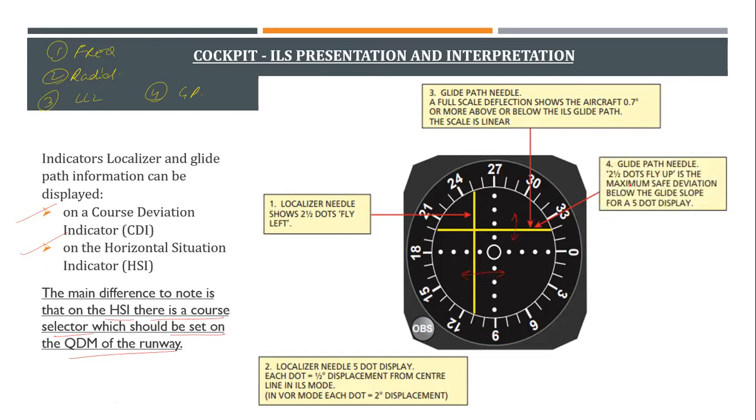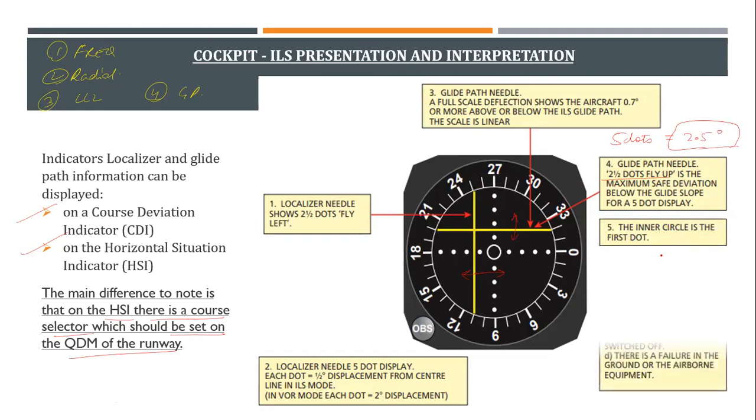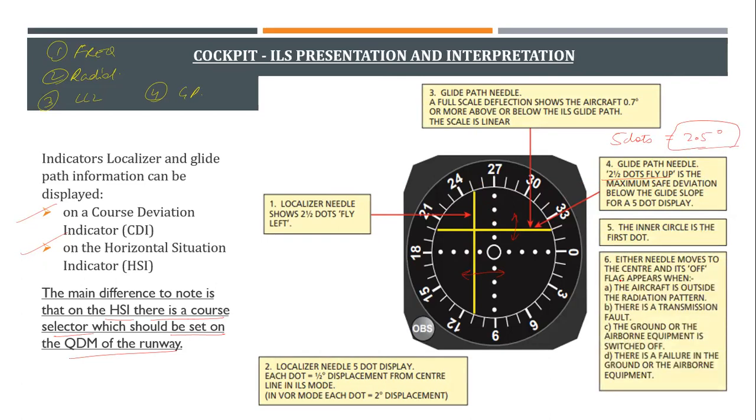The glide path needle also has this. So if it has 5 dots, that's equivalent to 2.5 degrees of deflection. The inner circle is the first dot and so on. As I told you, there's a flag also which appears. That flag, these are the reasons I've already explained.